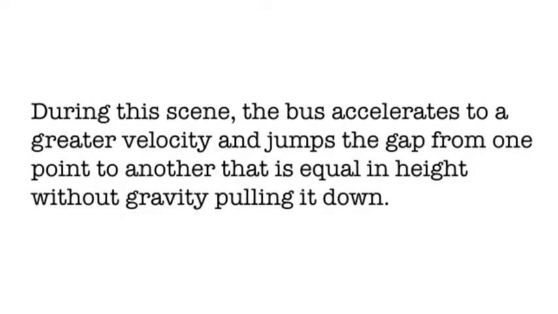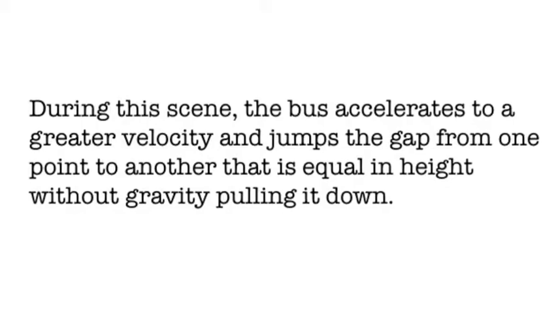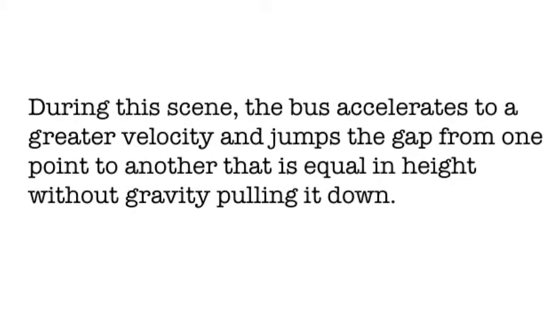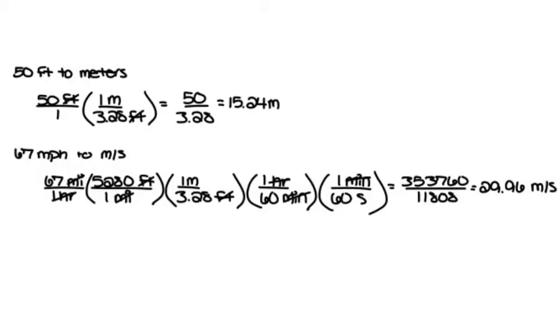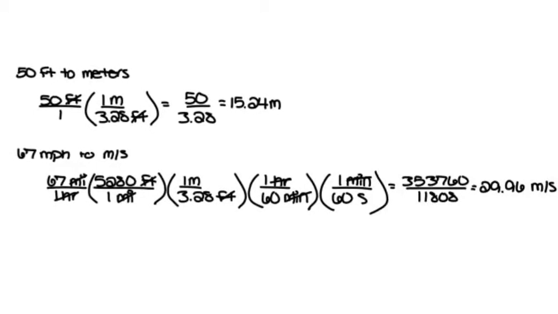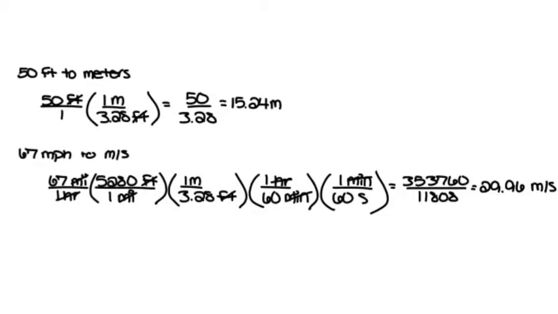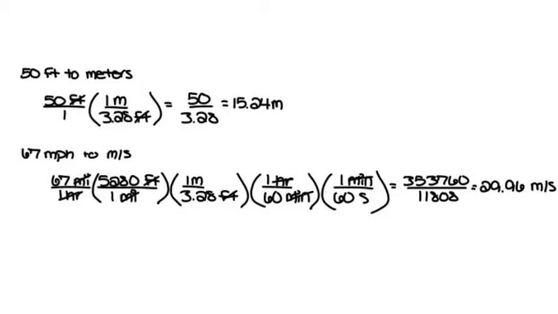During this scene, the bus accelerates to a greater velocity and jumps the gap from one point to another that is equal in height without gravity pulling it down. In order to test if the bus should have made the jump, I first converted the length of the gap, which was 50 feet, to meters by multiplying 50 feet over 1 by 1 meter over 3.28 feet to get a distance of 15.24 meters.